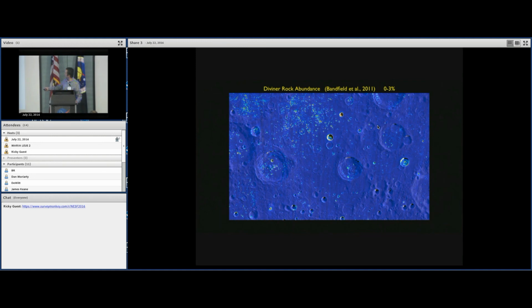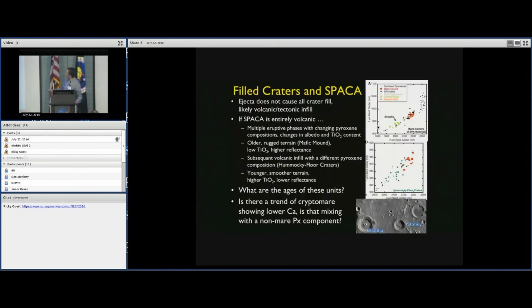But over a much larger area around Mafic Mound, we see that there are no small blocky craters, suggesting an older, thicker regolith. So I would suggest that we have a nice way to pull out where cryptomare is, where there are at least older, potentially volcanic deposits related to Mafic Mound.